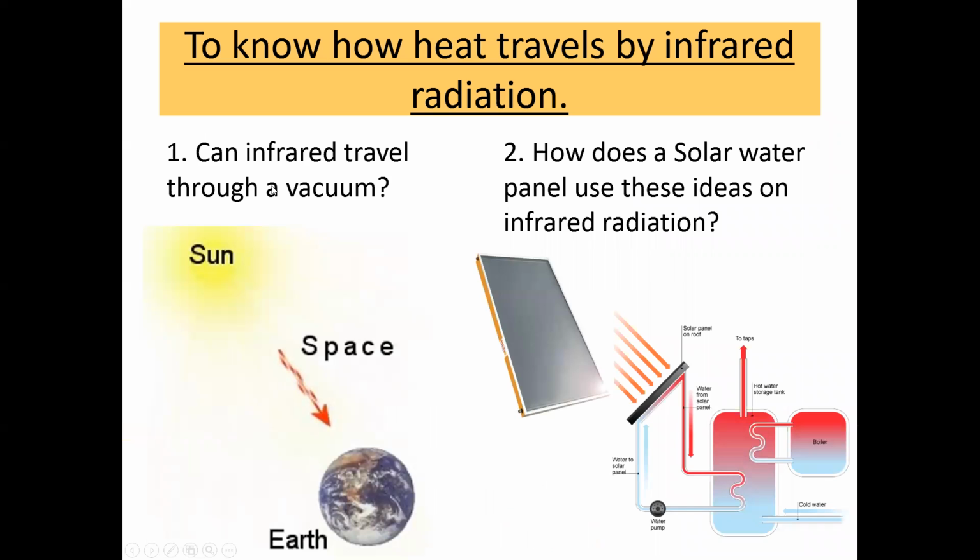Okay. Infrared radiation can travel through a vacuum because it's a wave. It behaves almost exactly like light. And we can use that infrared radiation from the sun, again, as I said at the beginning of this section of the lesson, to actually heat up water to then store it in a tank.